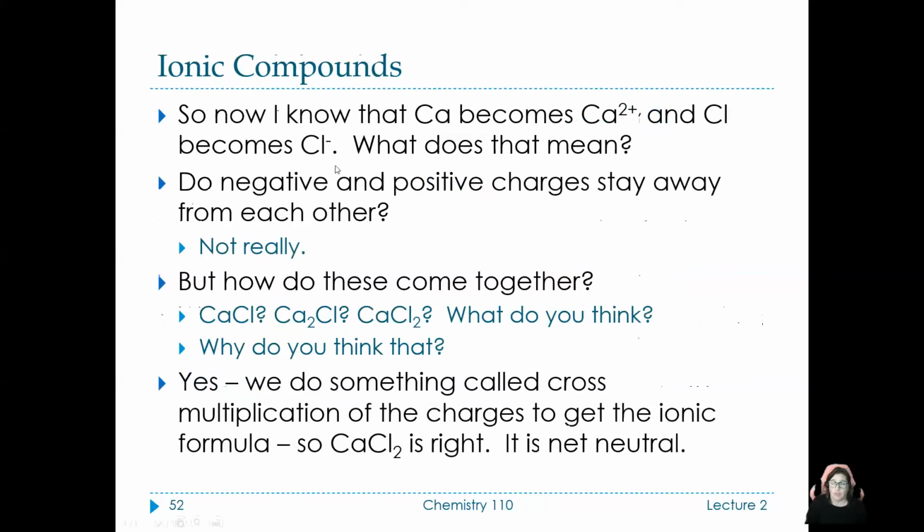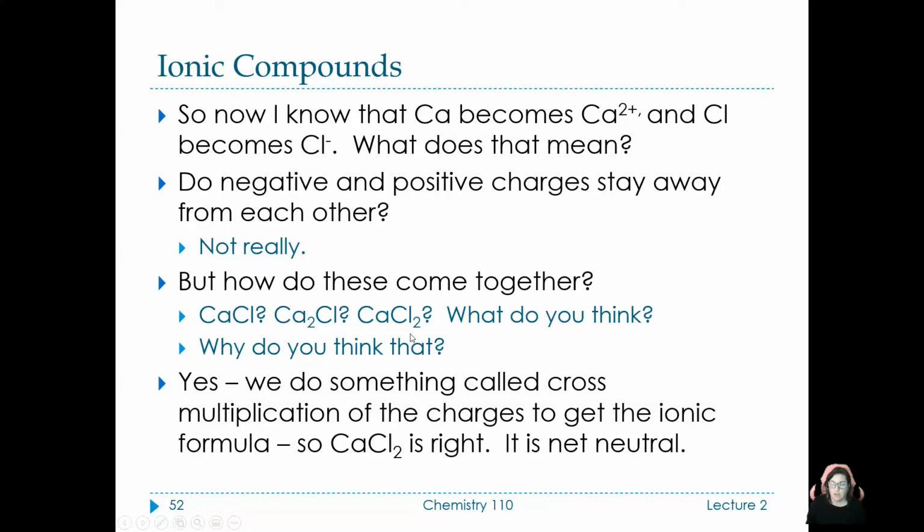So ionic compounds. Now I know that Ca becomes Ca2+ and Cl becomes Cl-. Now if I have Ca2+ and Cl- hanging around together, do they stay by themselves? No, they don't like to be separated. So they're going to hang out with each other. When that happens, how do they come together? Do I get a Ca and a Cl? Do I get two Cas and a Cl? Or do I get a Ca and two Cls? What do you think?